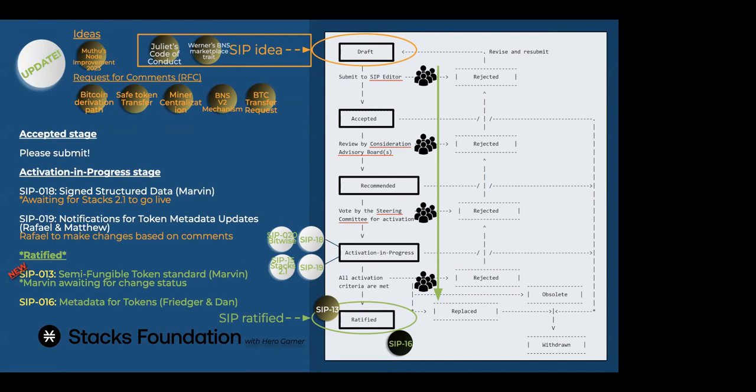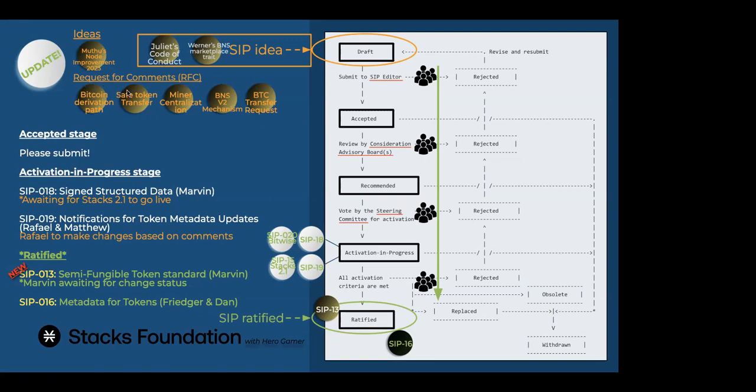So SIP 15, as long as that's ratified and the block height is chosen, everything else will get ratified too. That's SIP 20, SIP 18, 19, and SIP 15.